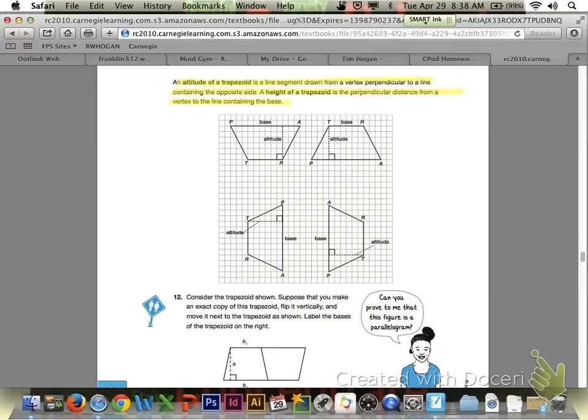A little easier for you to see then. You should be very familiar with these two words at the top of page 868. The altitude of a trapezoid is a line segment drawn from a vertex perpendicular to a line containing the opposite side, and the height of a trapezoid is the perpendicular distance from a vertex to the line containing the base. Again, the height is just the length of the altitude, much like we talked about with parallelograms back in 13.3.